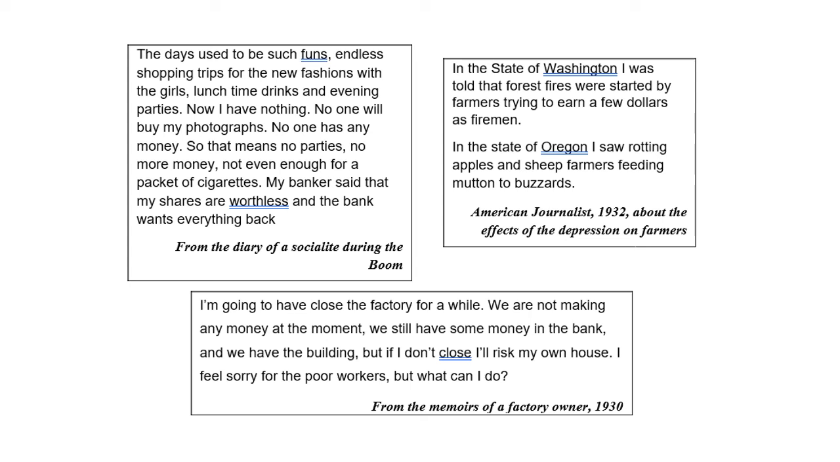Now here is somebody that's not quite as bad as the others. This factory owner still has some money in the bank and he still owns the land where the factory is built. But if he stays open, he has to pay the salary of the workers. If he pays the salary of the workers, he will lose money, and then the bank might take his house or his factory to pay the debt. So he's going to close the factory. He feels bad about the workers, but he says, what could he do?